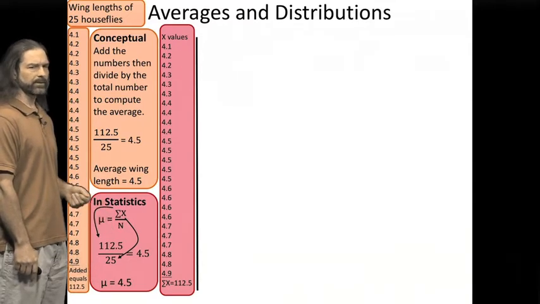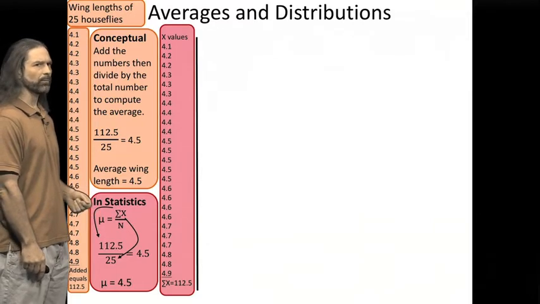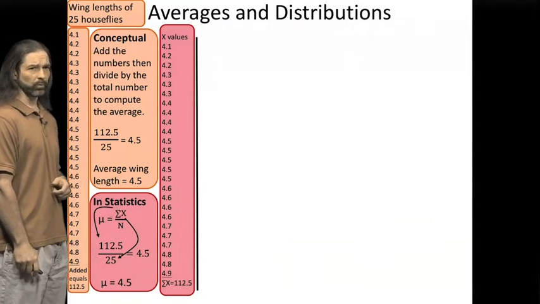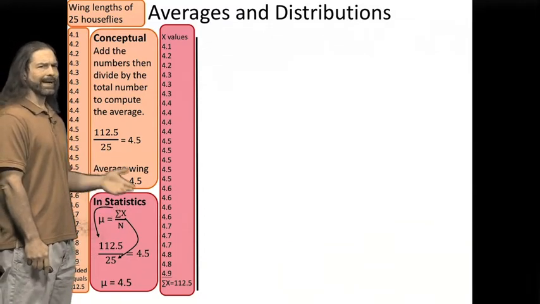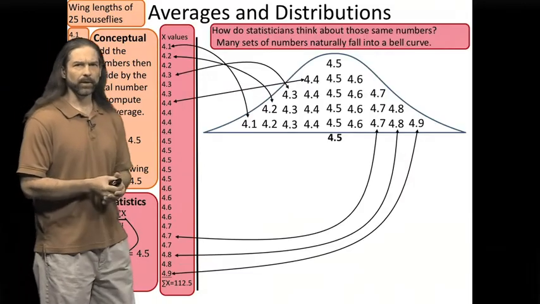So we do exactly the same thing that we did before: we're going to sum those to get 112.5. We will divide by the total number of observations, in this case 25, and again that will give us an average of 4.5, but instead of calling it average, we will call it mu equals 4.5. So we have to also look at how statisticians think about numbers.